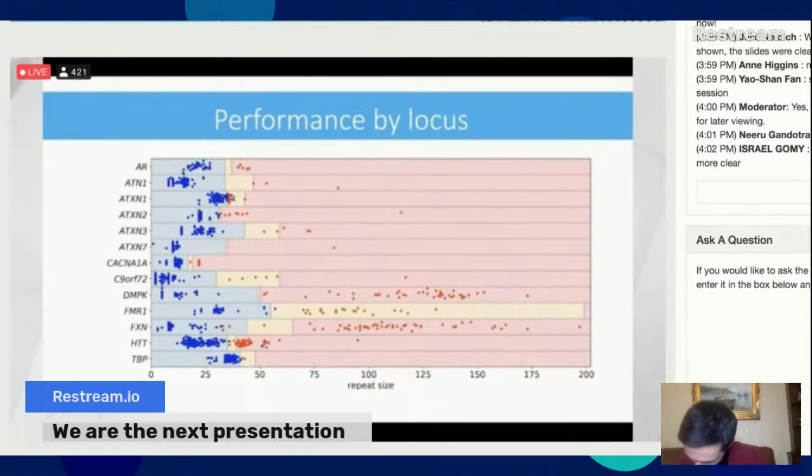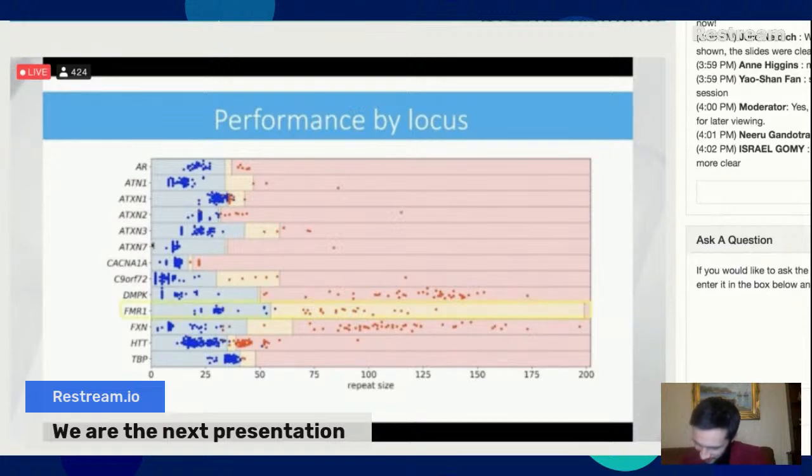A blue dot over a blue background represents a true negative. A red dot over a red background represents a true positive, while mismatches, such as a red dot over a blue background, represent a false negative here, and the other way around, this is a false positive. So this slide shows you again that the ability of the pipeline to distinguish between normal and abnormal alleles is good across all of the repeat expansion loci.